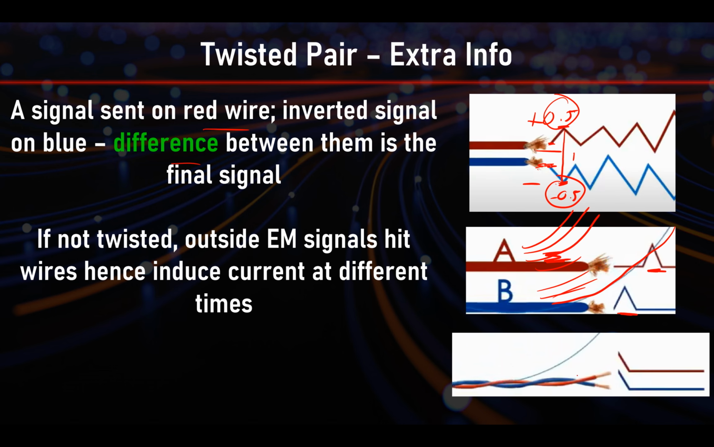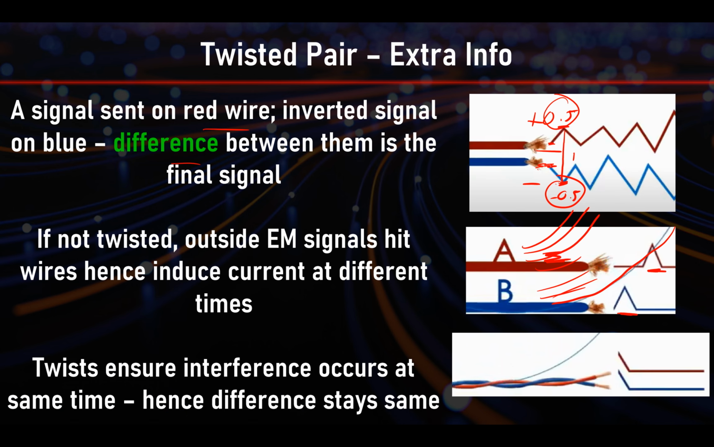In contrast, if we twist them, this will ensure interference occurs at roughly the same time, hence the difference stays the same. If we see here, it's not exact, because obviously here it's going to hit this one right before it hits this one.